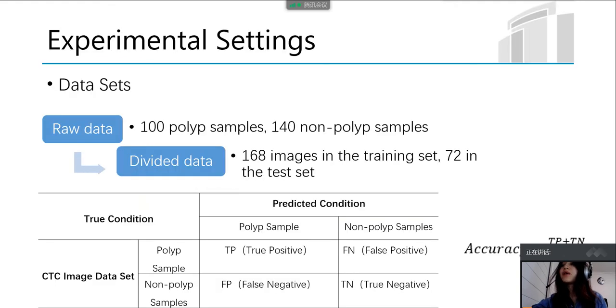In the experimental setting, we get 100 polyp samples and 140 non-polyp samples. After data cleaning, in the end we have 168 images in the training set and 72 in the test set. Accuracy is used to evaluate the experimental results.